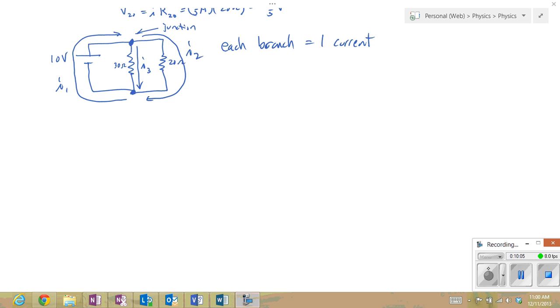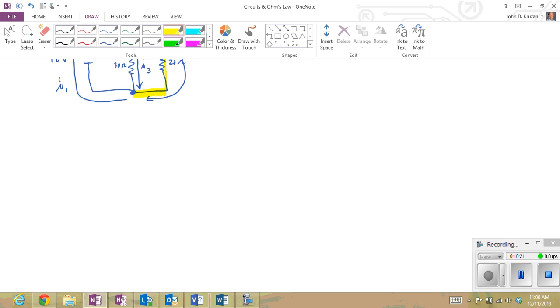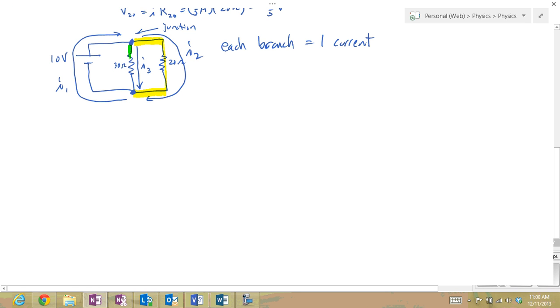So since I have two different paths, I can get from this top point to the bottom point by traveling around on this path, and that gets me from the top to the bottom. I can also travel along this path, which also gets me from the top point to the bottom point.